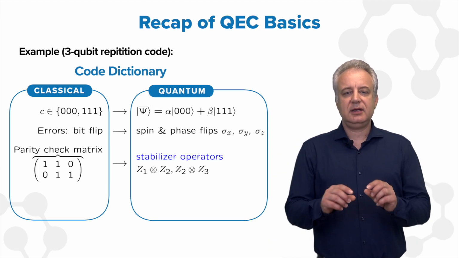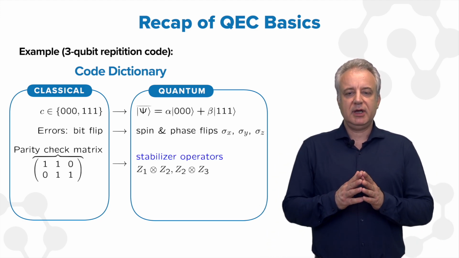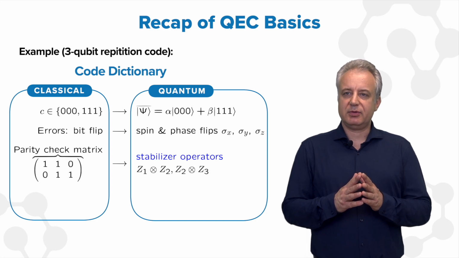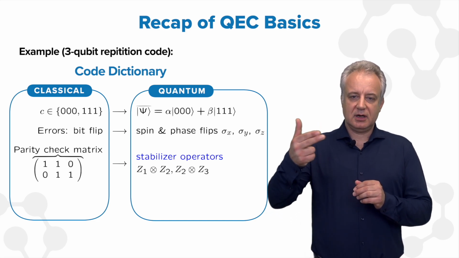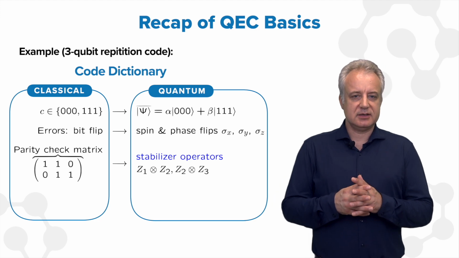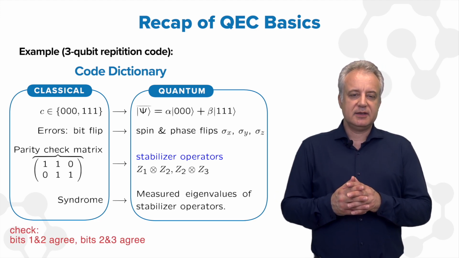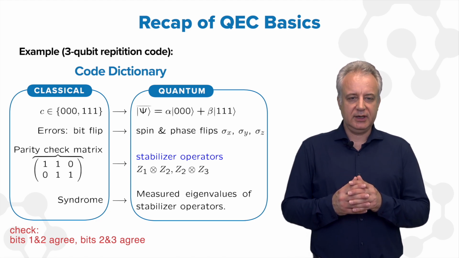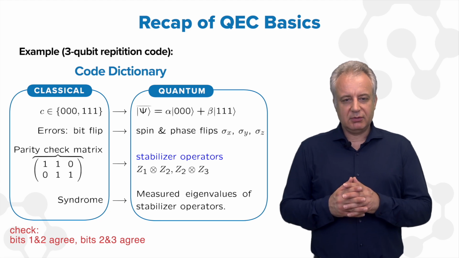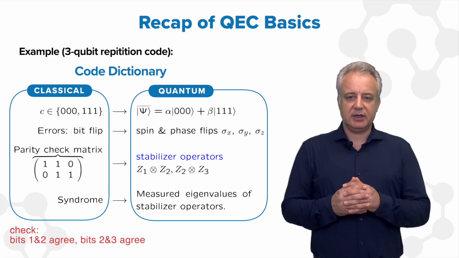Quantum mechanically, the rows of the parity check matrix correspond to the stabilizer operators. So let's begin with the classical code. When we look at these code words, we see that the first and the second bit have to agree, and the, say, second and the third bit have to agree. And that is what you see reflected in the rows of the parity check matrix.